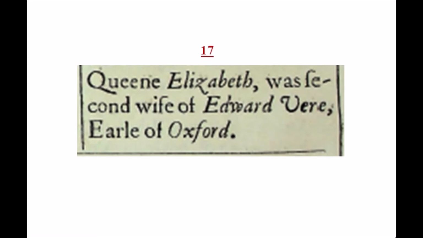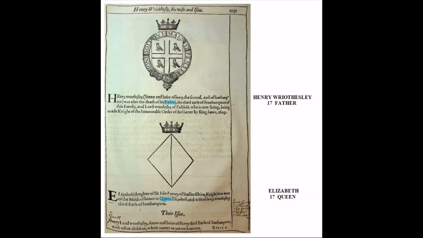Now let's see what there is to say about Wriothesley. On his page, after we're given his name, the 17th word just so happens to be father. Edward de Vere was the 17th Earl of Oxford. And after Wriothesley's wife Elizabeth's name, 17 words later is the word Queen Elizabeth.